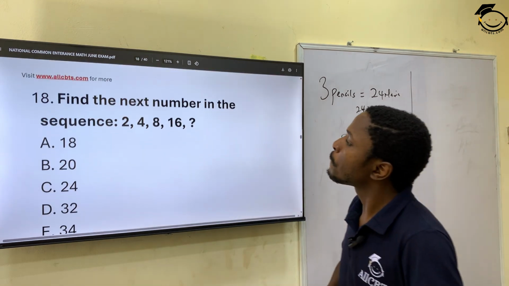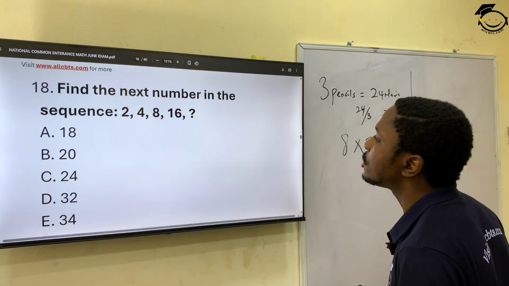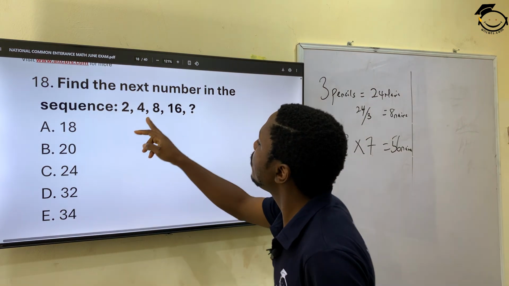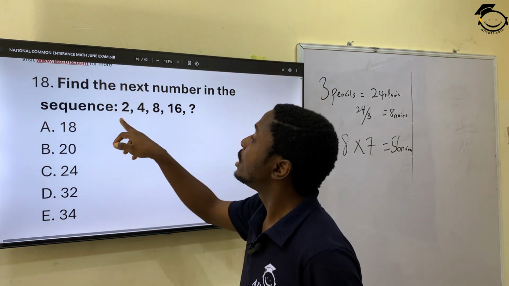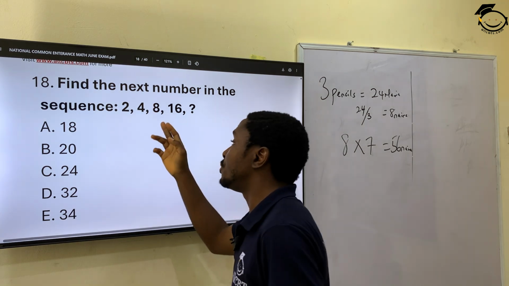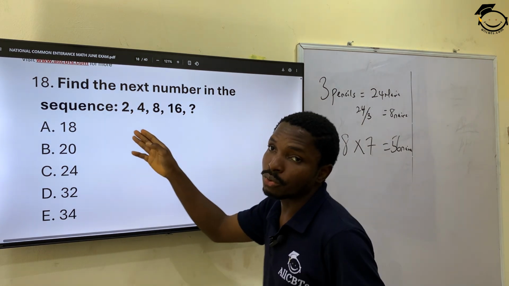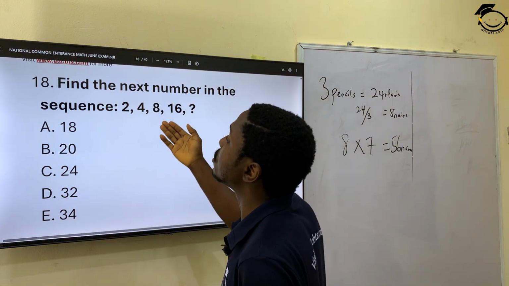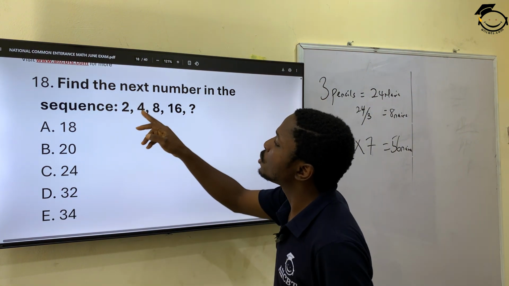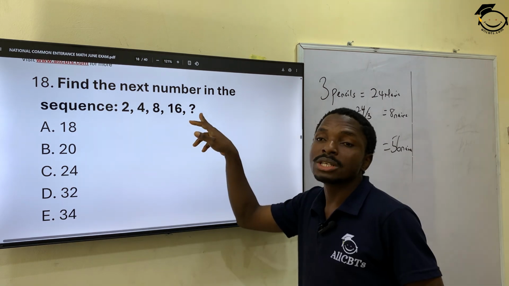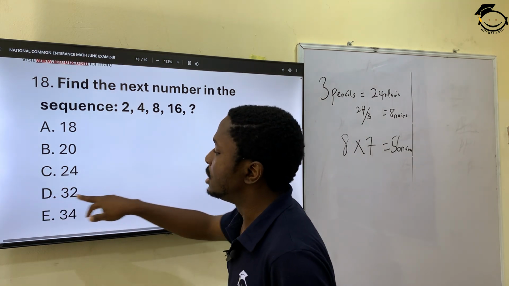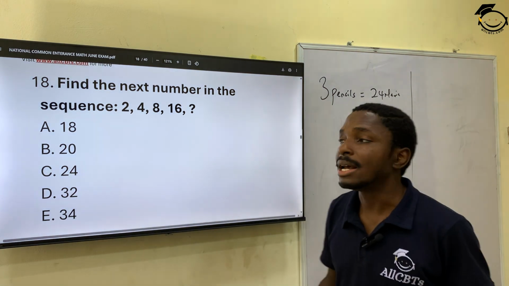Question 18. Find the next number in the sequence. 2, 4, 8, 16. What will be the next number? You can see that it's multiplied by 2. The sequence is just the multiplication by 2. So 2 times 2, 4, 4 times 2, 8, 8 times 2, 16. 16 times 2 will give you what? 32. Option D is the correct answer.